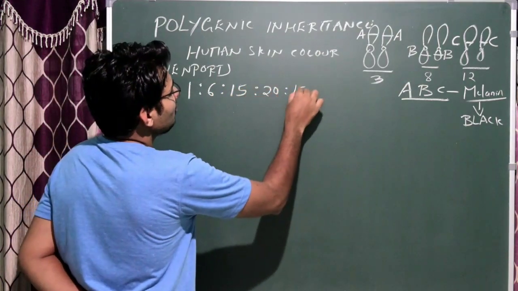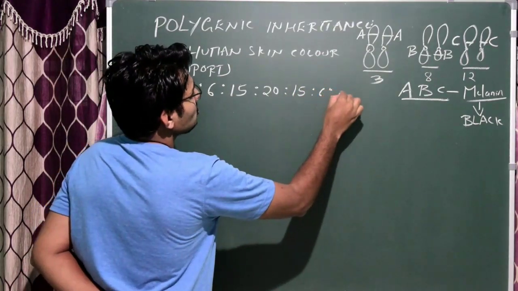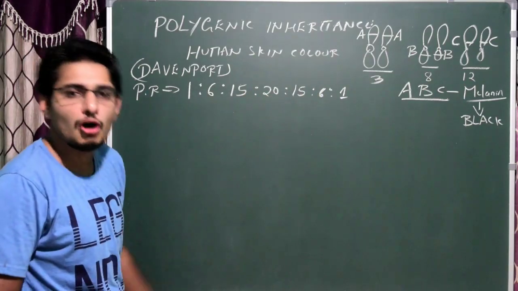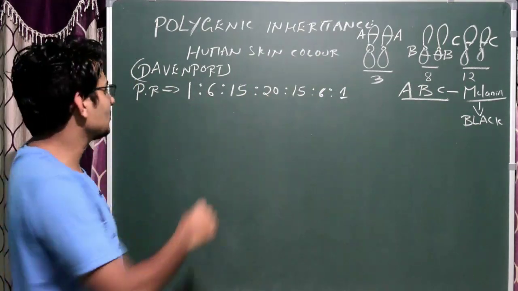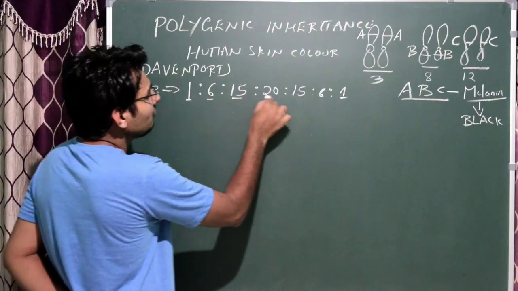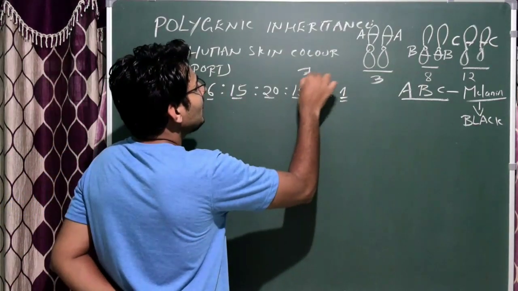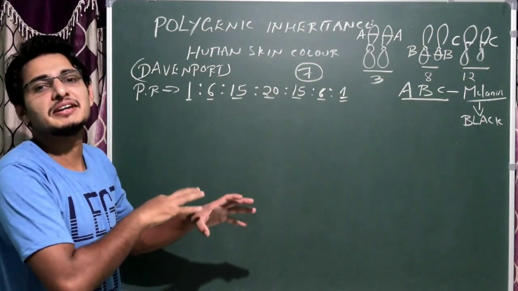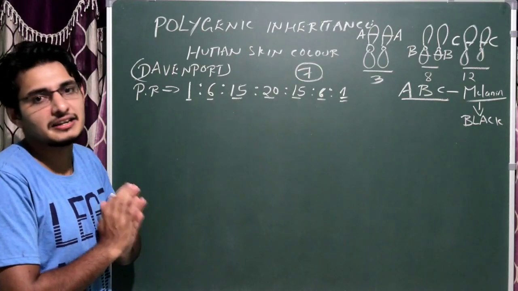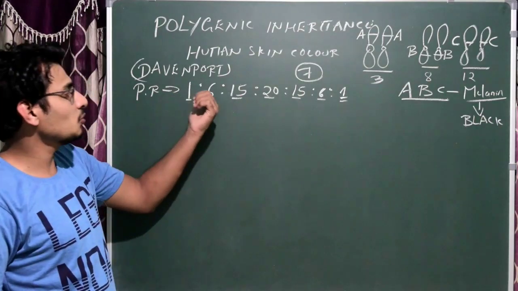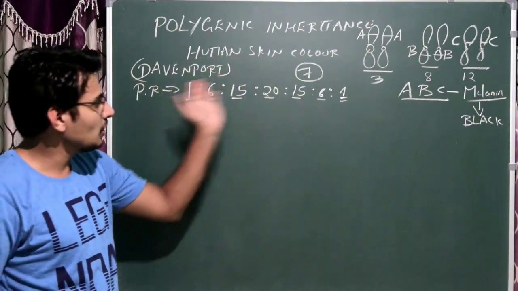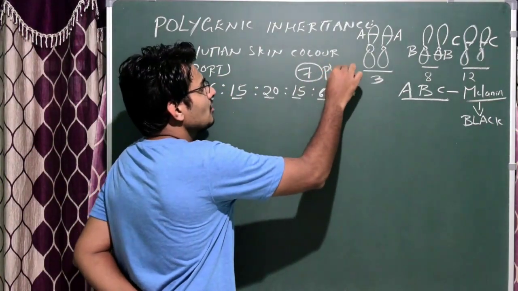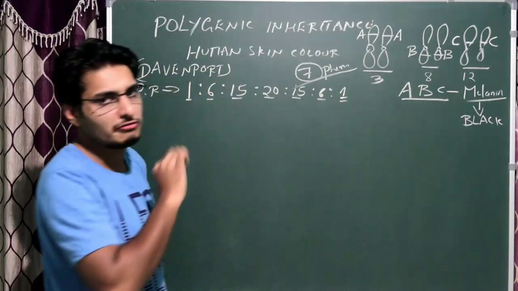1:6:15:20 then again 15:6:1. Okay, so if you count it, there are 64 offsprings, and how many phenotypes are there? Okay, 1 2 3 4 5 6 7. So we get 7 different colors. Okay, in particular human skin color, there are 7 different human skin colors with a phenotypic ratio that is 1:6:15:20:15:6:1. Please remember this ratio, and the total number of phenotypes, that is 7. Please remember it. These two are very important actually.